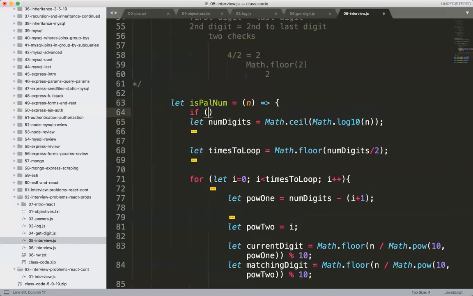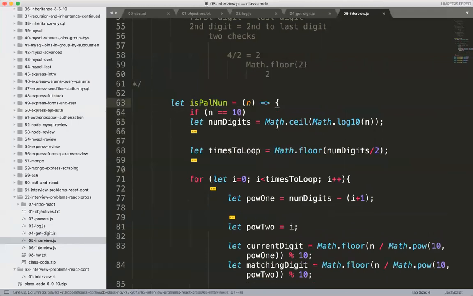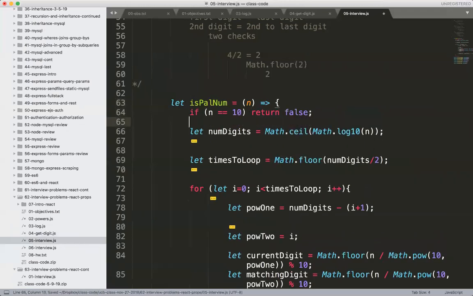So I'll just write if n equals 10. Yeah. What do you mean return false? Oh yeah, you're right. I was going to let it just do the entire thing. Why wouldn't it return false? Oh, it's not a palindrome.